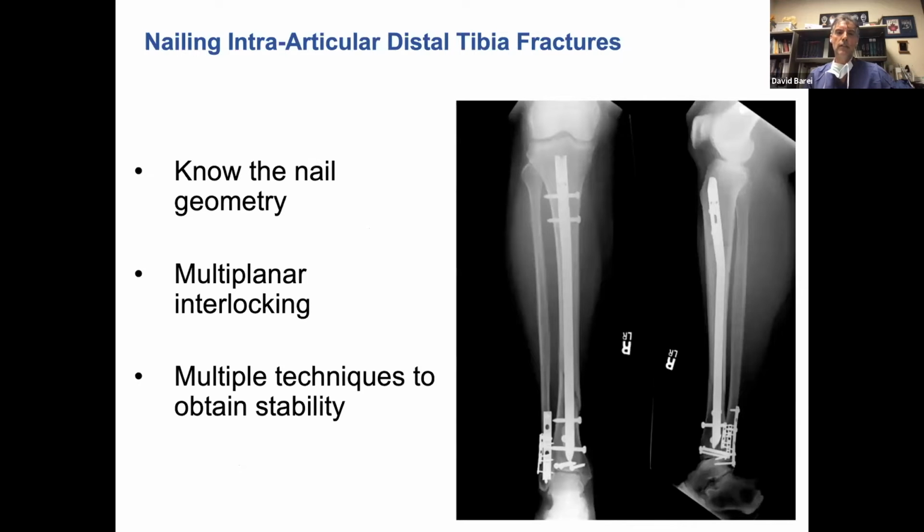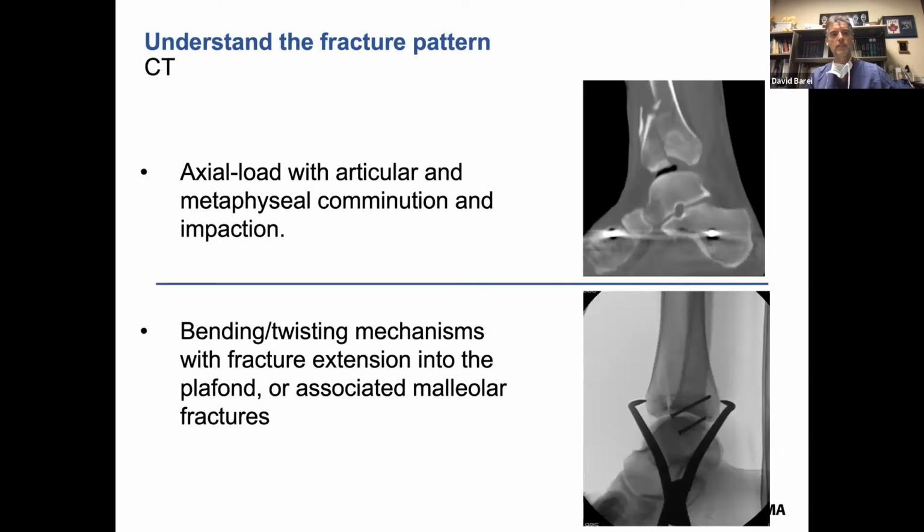So you've got to know your nail geometry and where the locations of those bolts are. It's really advantageous, if you're choosing a nail to do this kind of job, that you have multiplanar interlocks, because you may not be able to use some, either because of other implants or other fracture lines, and you want to have those options. If you use those options in a multiplanar fashion, it also creates stability. But I'm not going to rely on that, so I'm going to have multiple techniques that I use to obtain stability.